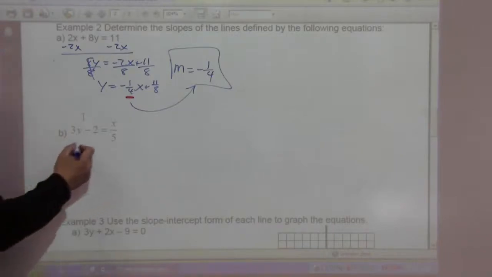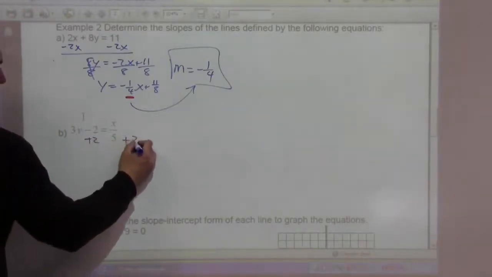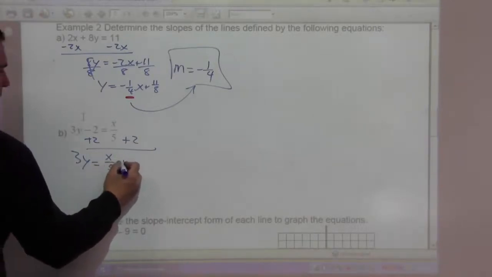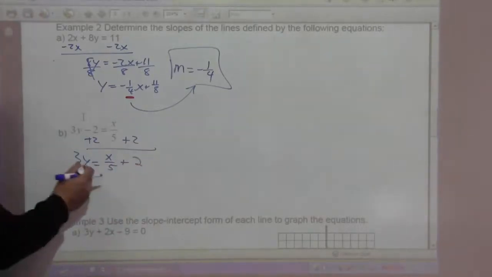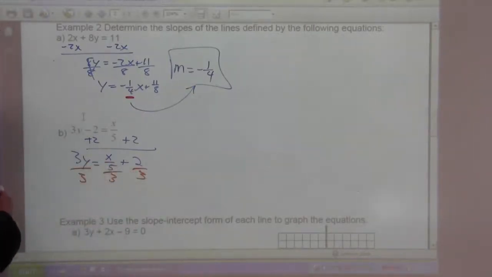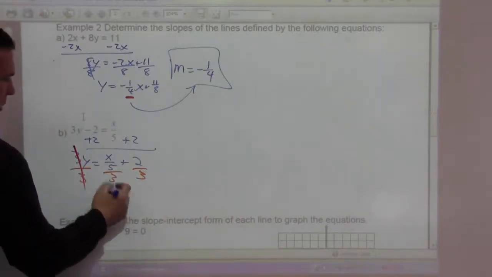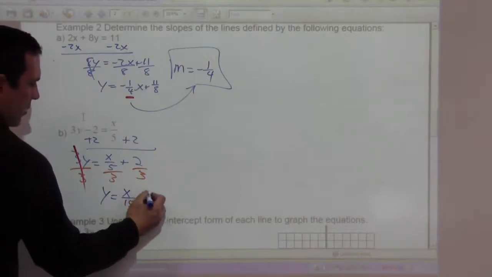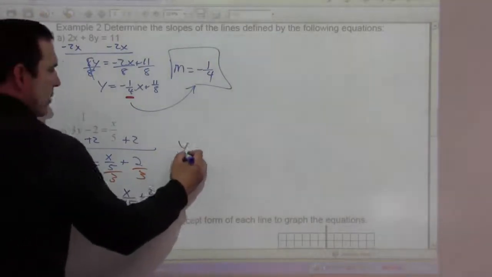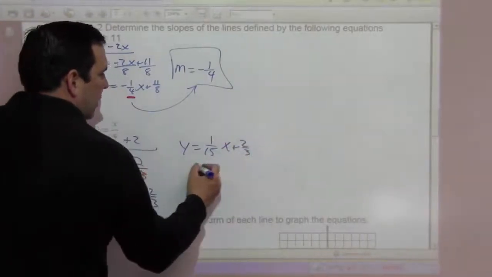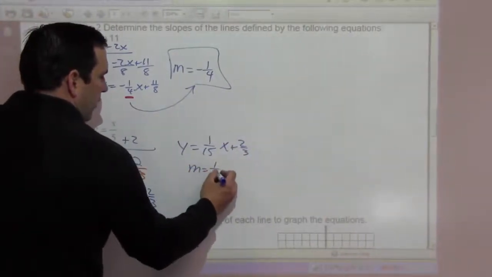In the next case, we'll add 2 to both sides. We're going to solve for y. So 3y equals x divided by 5 plus 2. Now if I divide everything by 3, y equals x over 5 divided by 3, which is x over 15, plus 2/3. This could be seen as y equals 1 over 15 x plus 2/3. So our slope is 1 over 15.